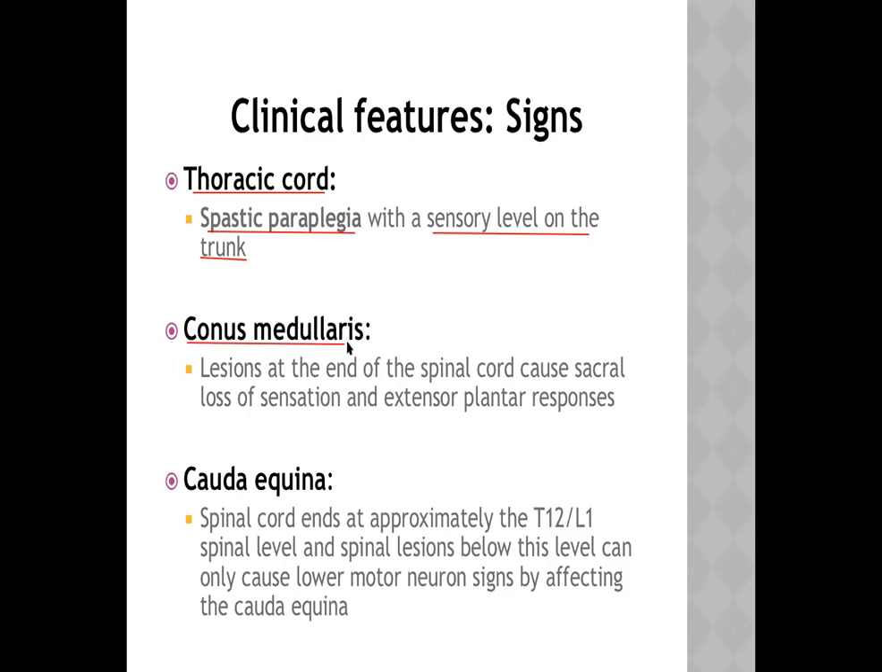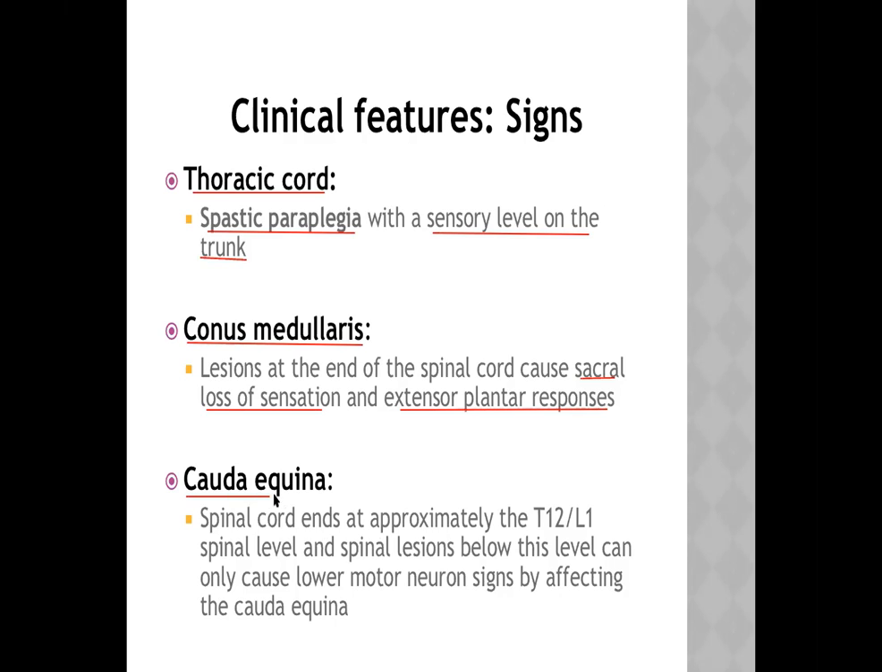If the conus medullaris is affected or damaged, okay, now there will be sacral loss of sensation and extensor plantar response. Now, extensor plantar response is also known by another term. What is that? Babinski sign. Very good. This is known as Babinski sign. So Babinski sign is positive in this situation. Actually, it is positive in all upper motor neuron lesions, all other types.